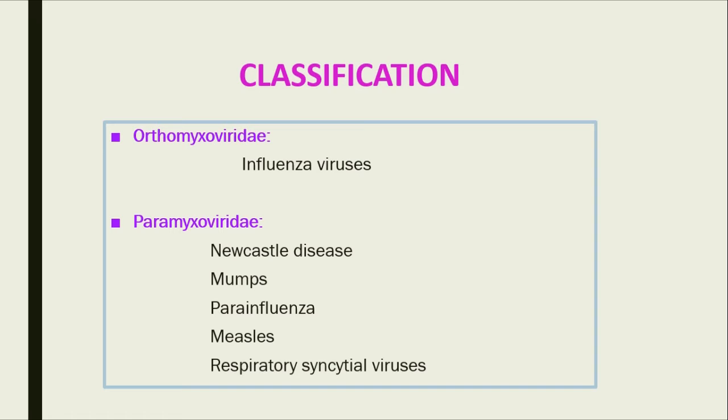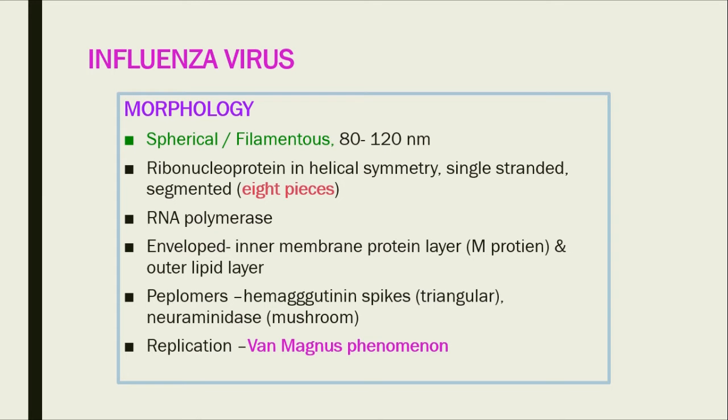In this slide we can see examples of a few other Paramyxoviridae, which include Newcastle disease virus, mumps virus, parainfluenza virus, the virus which causes measles, and the virus which causes respiratory syncytial formation. Syncytium means clumping and joining of adjacent cells to form a single large, multinucleated cell. That's the specialty of Paramyxovirus.